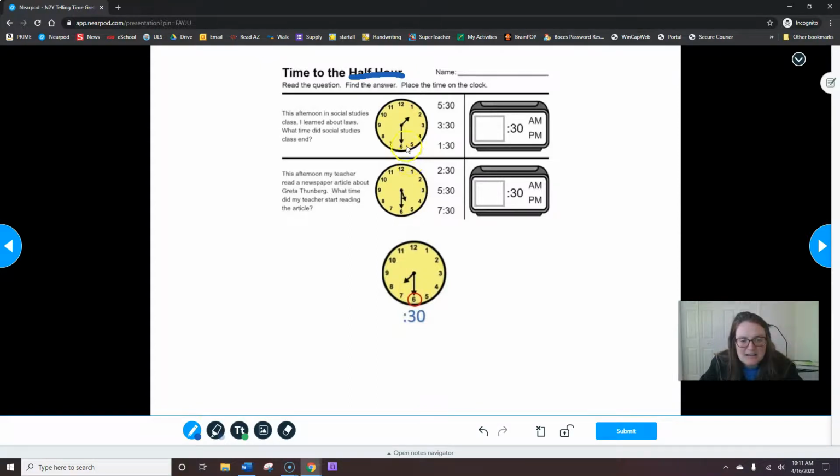So let's look at the clocks. All of them are pointing down at the 6 with the big hand. So they all have 30. Look, all of the choices have a 30.